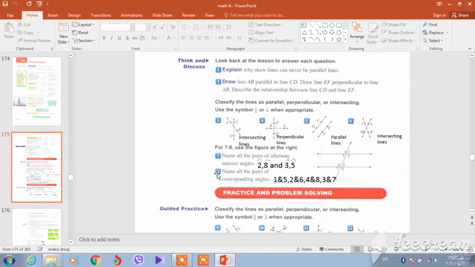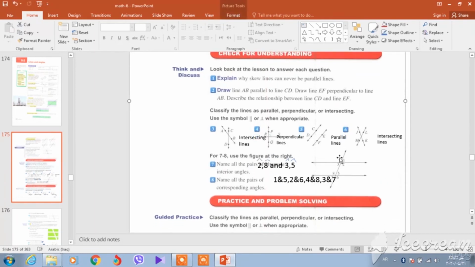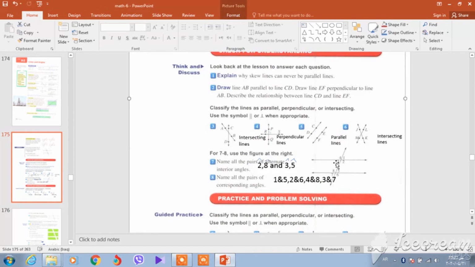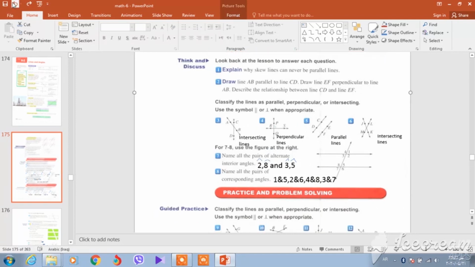Okay, number 8. Name all pairs of corresponding angles. Corresponding angles: we have 1 and 5 are corresponding angles, 2 and 6 are corresponding angles, 4 and 8 are corresponding angles, and 3 and 7 are corresponding angles. Okay, now we solve more examples.